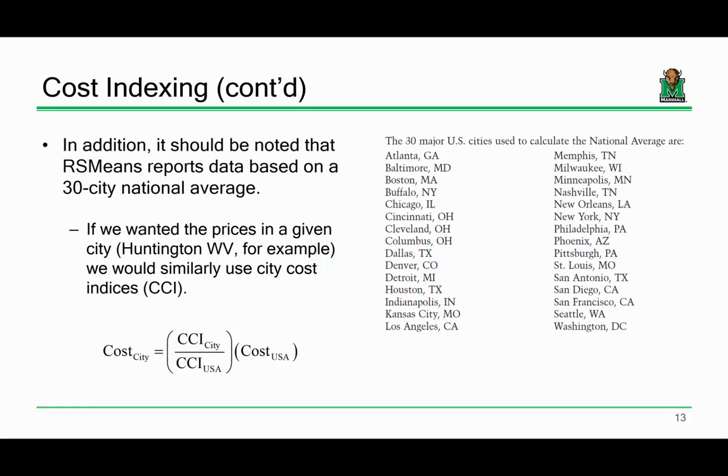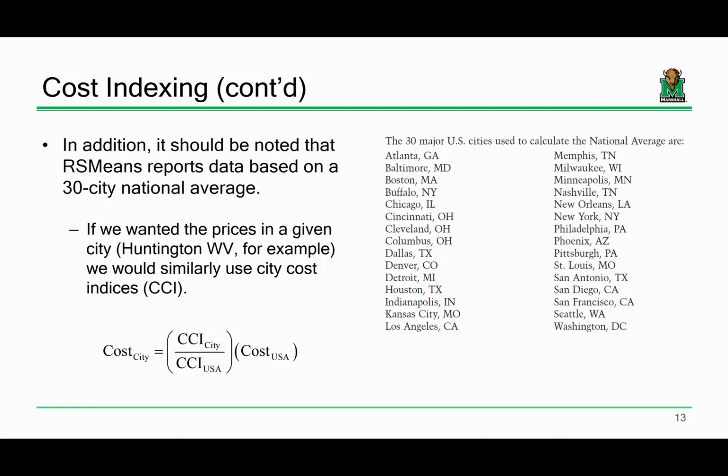And that's true. Now, what is being reported in RSMeans is sort of what I'm calling a national average, but basically it's taking data from 30 major U.S. cities, and those cities are listed here. So the prices that you're seeing in that guide are prices averaged from places like Detroit and Indianapolis and Seattle and Pittsburgh and Milwaukee, and all of those 30 cities are averaged to produce the prices that you see in that manual. Well, that doesn't really help you out if you're in Huntington, West Virginia.